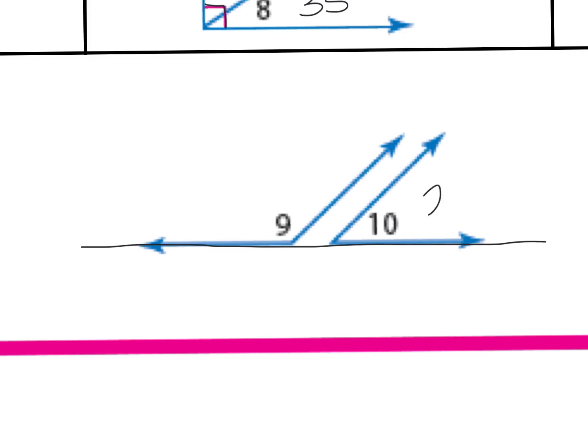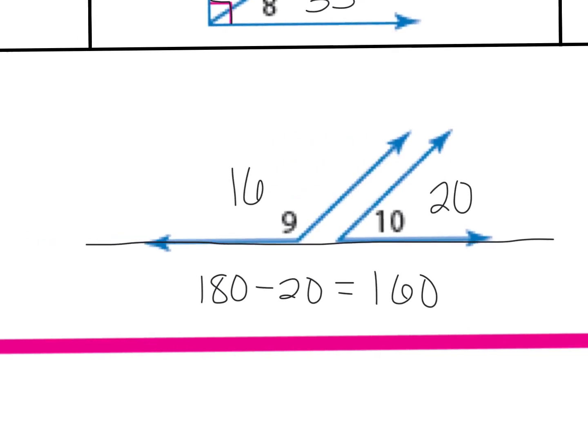180. Okay, so if I said angle 10 was 20 degrees, how could I find the measure of angle 9? Take 180 minus 20. What does that give me? 160. So that would be our angle 9. How could I check if I did that correctly? Add them because they should add up to what? 180.